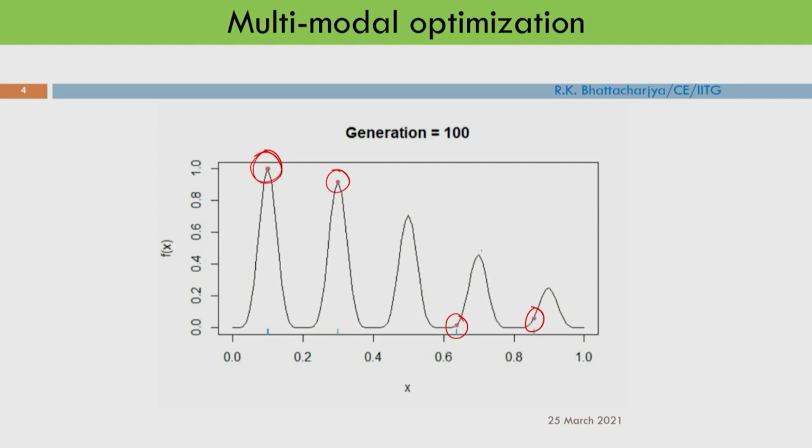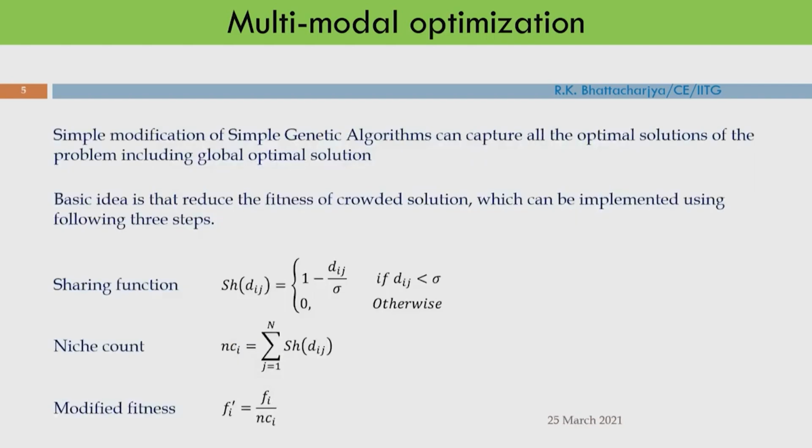Therefore, if we can modify our simple genetic algorithm and obtain the other local optimal solutions, then I can take a decision about the applicability of these optimal solutions. Now, what can I do? A simple modification of the simple genetic algorithm, SGA, can capture all the optimal solutions of the problem, including the global optimal solution. So, this is what I will explain here, with a simple modification of the SGA.